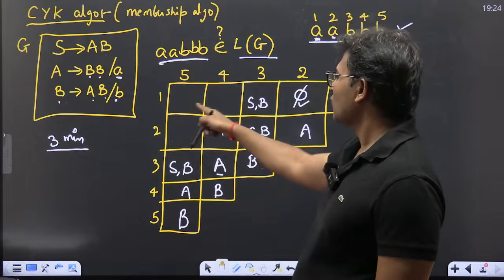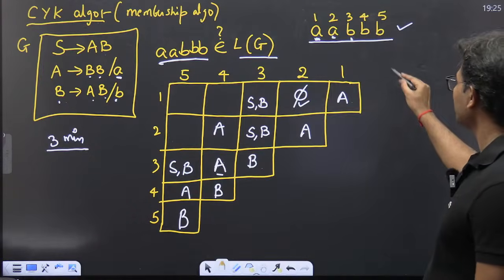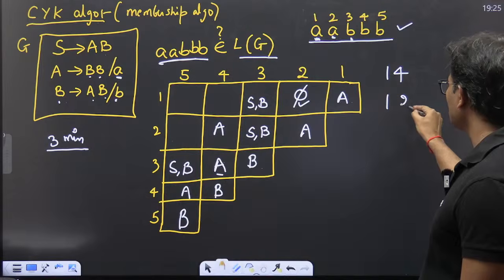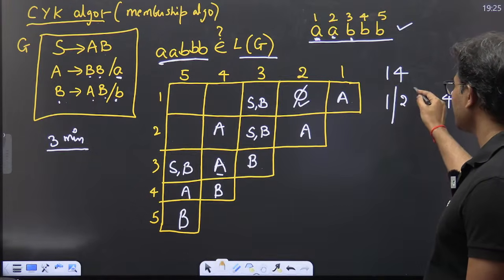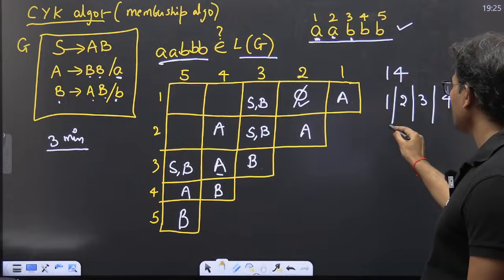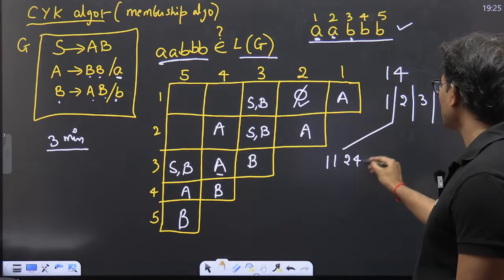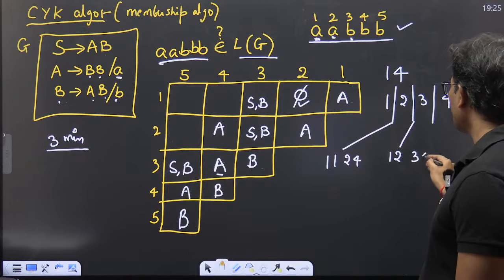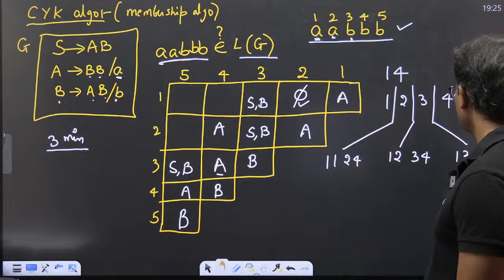So 1, 4 and 2, 5. You have to fill 1, 4 and 2, 5, right? Let me fill it. 1, 4 can be written as 1, 2, 3, 4. Therefore we have a separator here, here, and here. Now what is this one giving? 1, 1 and 2, 4. This one gives 1, 2 and 3, 4. This one gives 1, 3 and 4, 4.